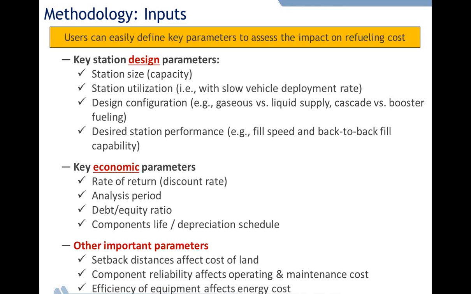And finally, the efficiency of the equipment, for example, how many kilowatt hours for compressor or for free cooling. Although it is typically small, it could be significant in early market. For example, cooling energy. If you spread the cooling energy over a few kilograms filled a day, it will be very different from a station that will operate at its full utilization. So all of these the model can give insight to.